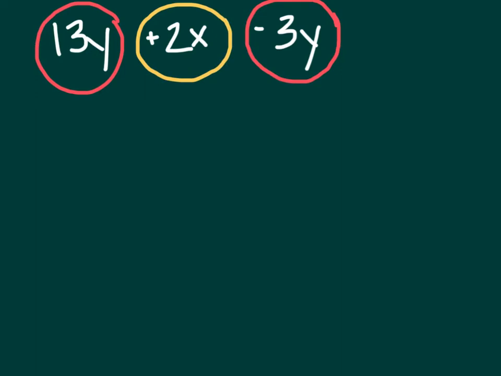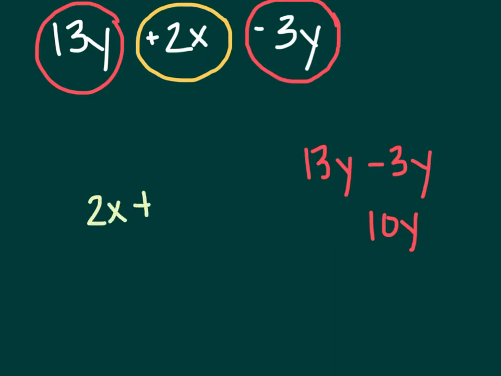Now, first I want to deal with 13y minus 3y. 13 minus 3 gives me 10, so I have 10 y's total. Now if I look at my 2x, I don't have anything to combine it with, so I would get a final answer of 2x plus 10y. This would also be true if I had said 10y plus 2x. Remember that addition is commutative, so order will not matter to me.